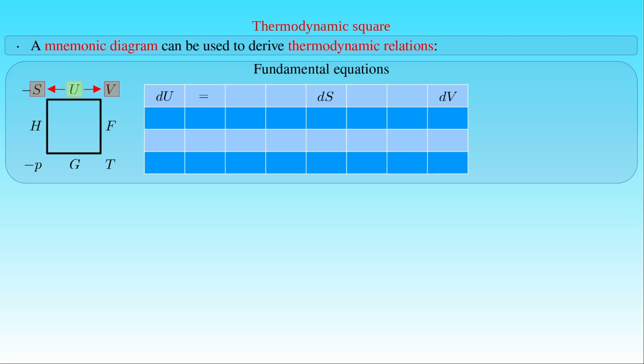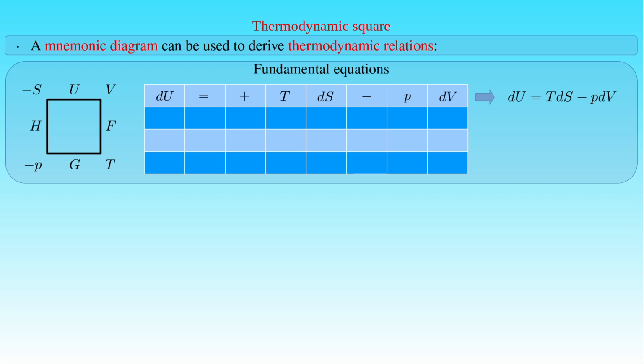The quantity at the diagonally opposite corner of the entropy S is the temperature T, which becomes the positive multiplication factor of the differential of the entropy in the right-hand side. Since we find the pressure P at the diagonally opposite corner of the volume V, it will be the multiplication factor of the differential of the volume with a negative sign, as the pressure is not a natural variable of the internal energy. As a result, we obtain the first fundamental equation.